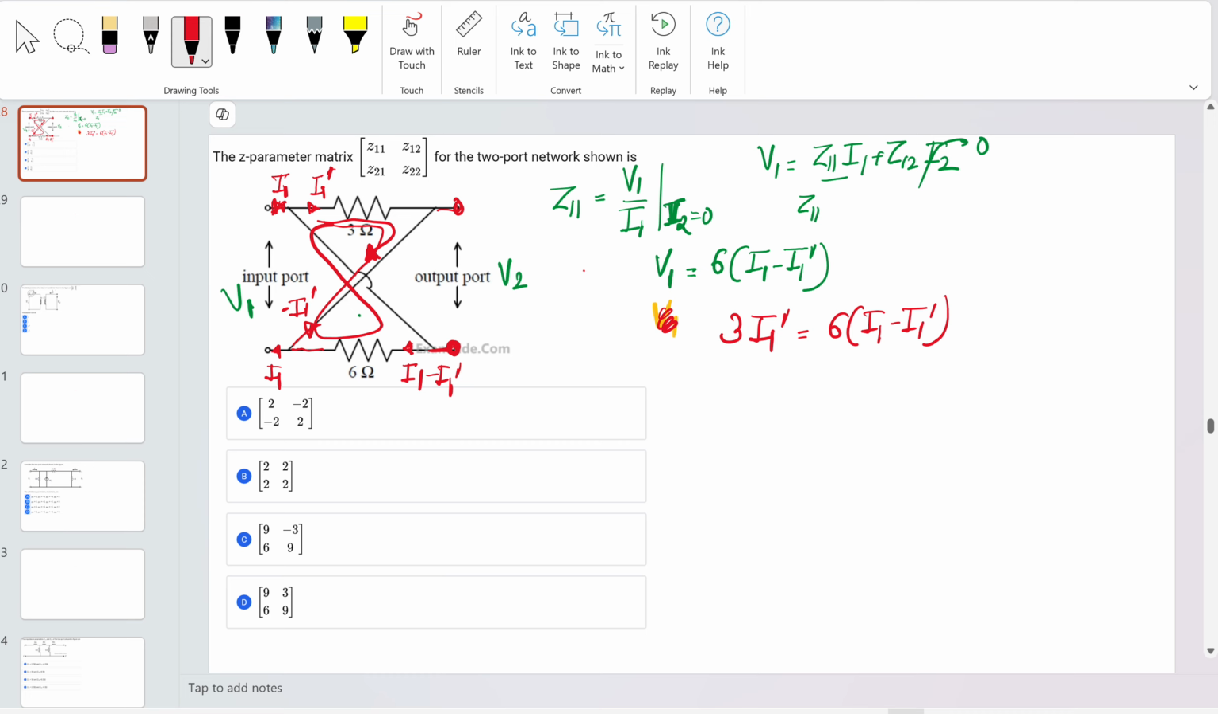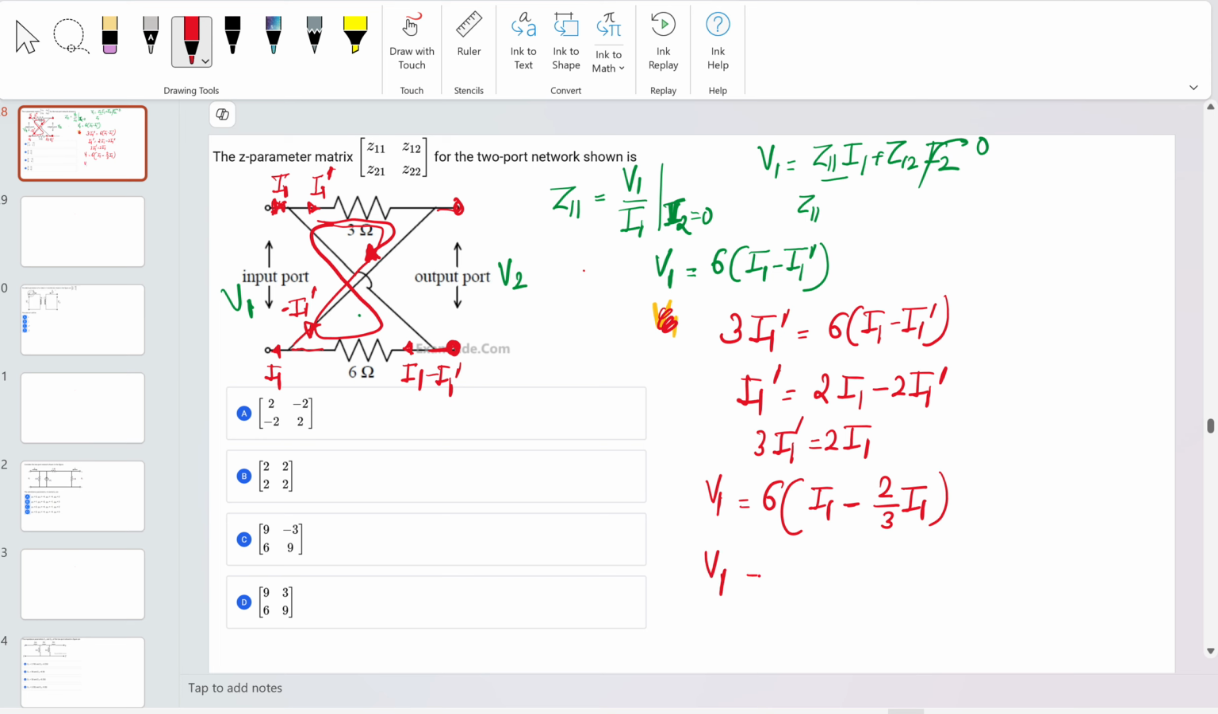Try to rearrange this. With I2 equal to 0, you will get 3 I1 dash is equal to 2 times of I1 minus 2 times of I1 dash. That is 3 times of I1 dash equal to 2 times of I1, so I1 dash is 2 by 3 times of I1. Putting it in, V1 comes out to be 6 by 3 times of I1. You get V1 by I1 is equal to 2.